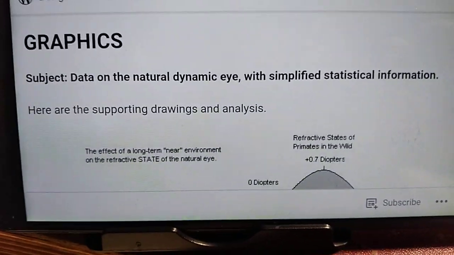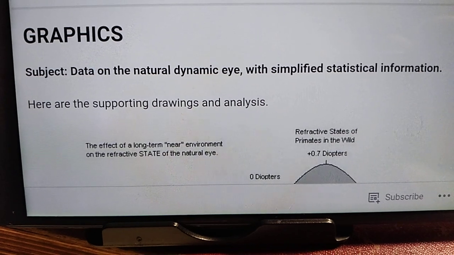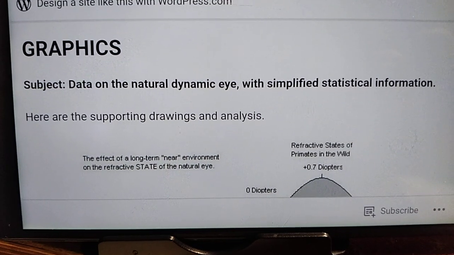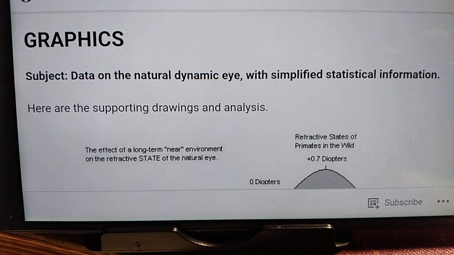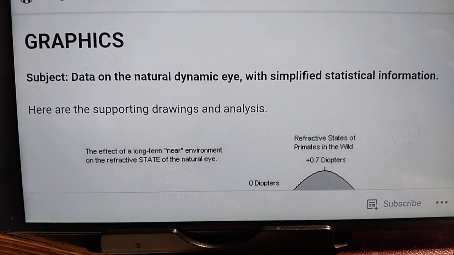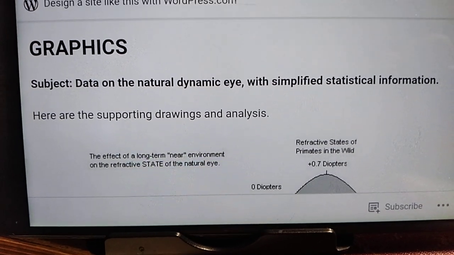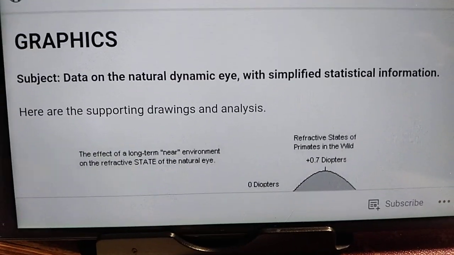So this will be a video of all completely normal eyes having positive or negative refractive states. There are no defects here. There are only eyes with 20/20 when the refraction is positive, and of course 20/50 when negative.